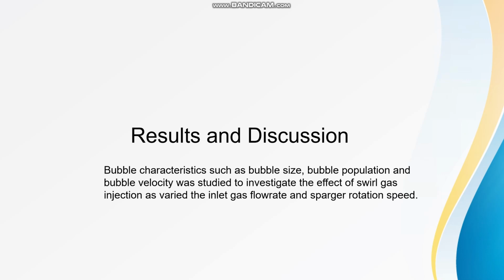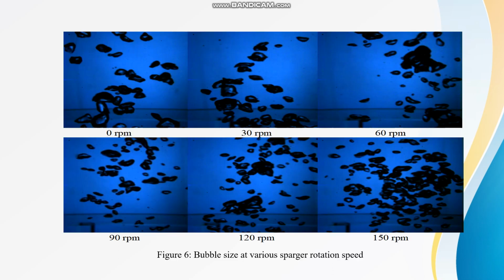So next is result and discussion. In this results part, the bubble characteristics such as bubble size, bubble population, and bubble velocity were studied to investigate the effect of swirl gas injection as we vary the inlet gas flow rate and spiral rotation speed.